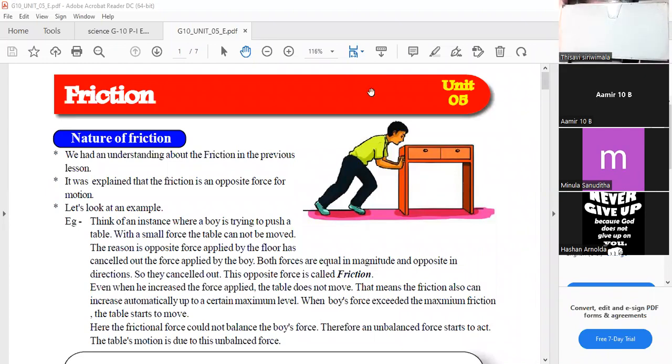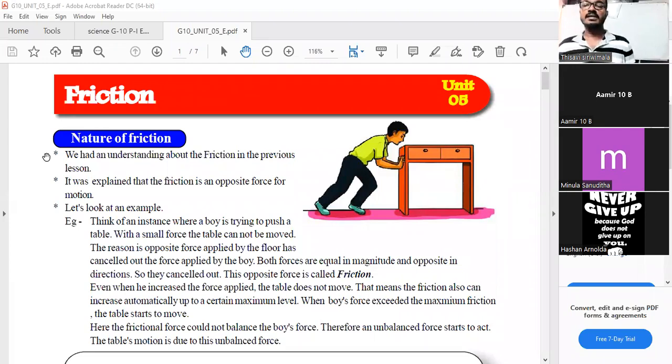Right. So it is not very clear. So the friction is not a very big thing. So there is no particular mention of the person who discovered it, right? Anyway, maybe Newton has something to do with it, but we have to check who discovered it. But anyway, we'll go with the truth. We had an understanding about the friction in the previous lesson. It was explained that the friction is an opposite force for the motion. We know that. Let's look at an example.